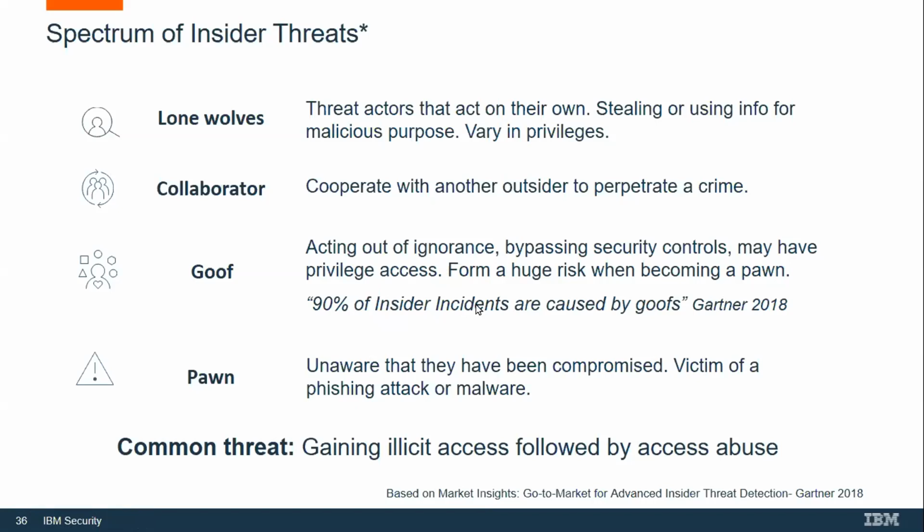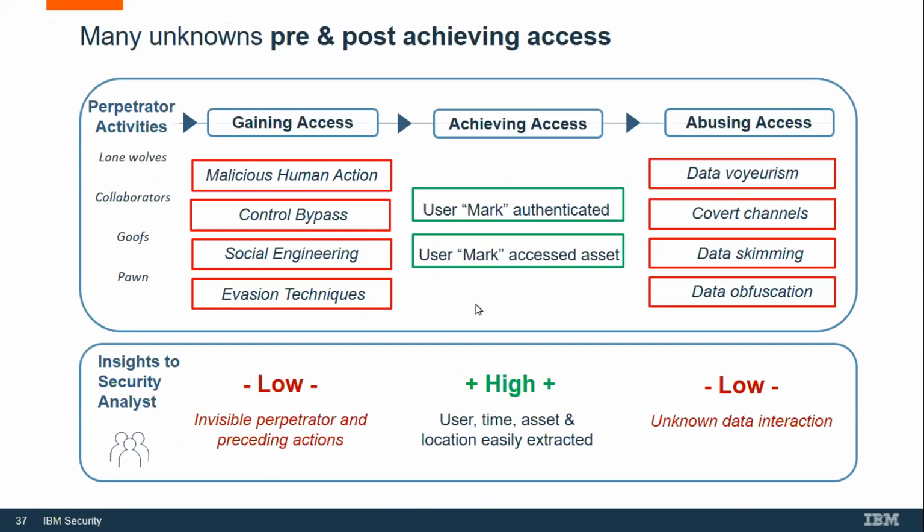There are also folks who, even from a goof standpoint, are bypassing security controls. That's an issue IT and IT security should have: if that's supposed to have a security control on it, why doesn't it? So we can help make our users not turn into goofs. Between the lone wolves and the collaborators versus the goofs and the pawns, these are the kinds of threats we see inside our organization, but they're all trying to get access, followed by abuse, whether they know it or not. That's what they're really trying to get at. So there are many unknowns in pre- and post-achieving access.